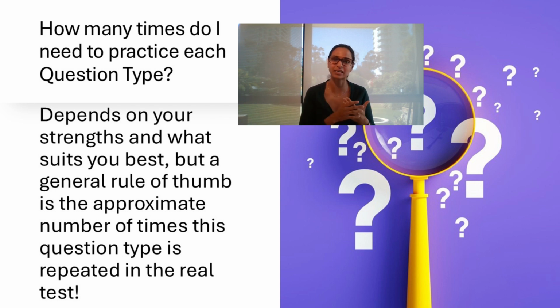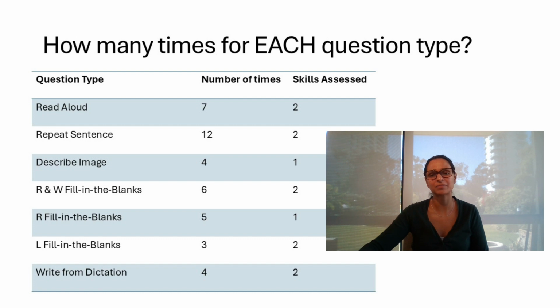For example, read aloud can show up how many times? Let's find out. I think repeat sentence is about 11 times, and read aloud maybe 5. Here we are. So, how many times for each question? Read aloud assesses 2 skills, and you need to repeat it 7 times each time you study.